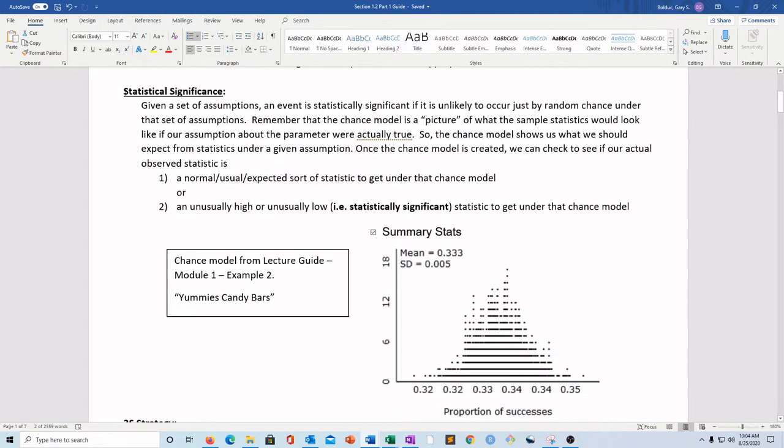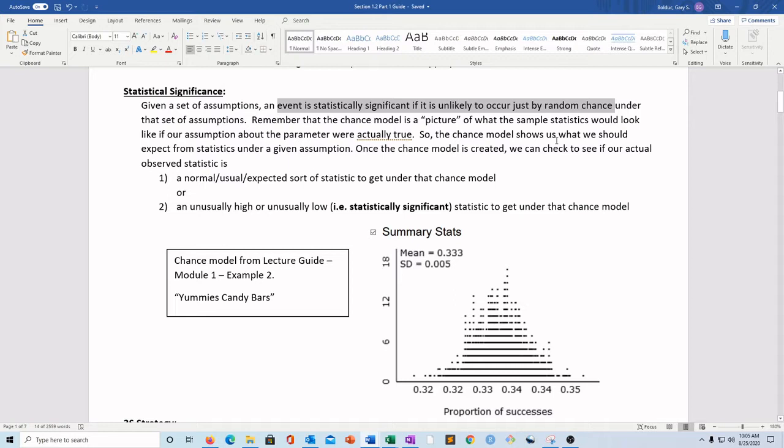Statistical significance right here. Okay. So given a set of assumptions, assuming we've already done that a bunch, right? We assume the die is fair. We assume that Yummies is getting 1/3 of all the candy purchases. So we've already done that, assuming. So given a set of assumptions, an event is statistically significant if it is unlikely to occur just by random chance. Okay, so let's think about what we've already done so far.